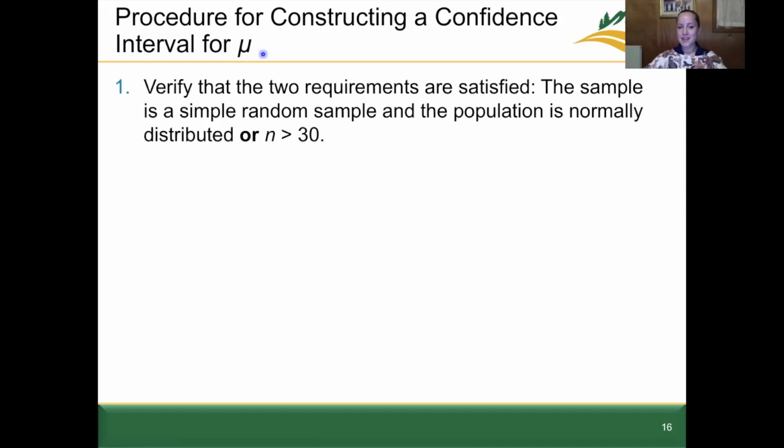Step number 1, verify that our two requirements are satisfied. That is that the sample is a simple random sample and the population is normally distributed, or our sample size n is greater than 30.